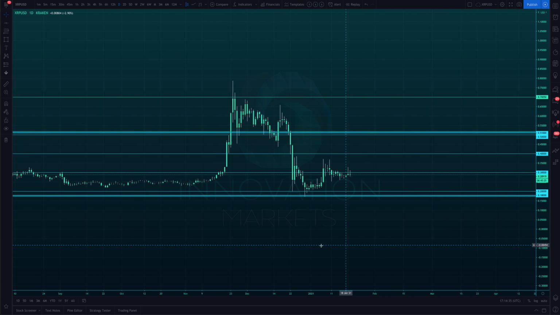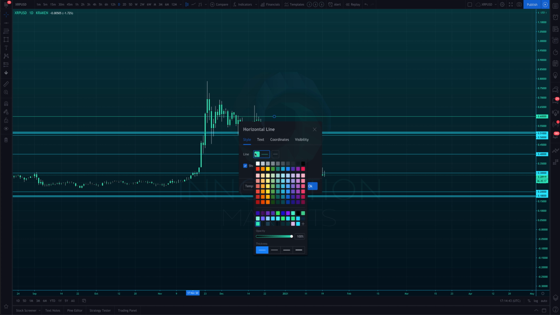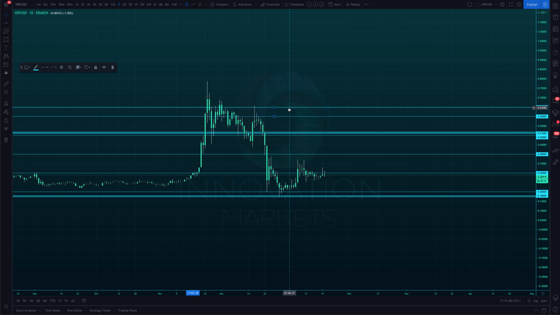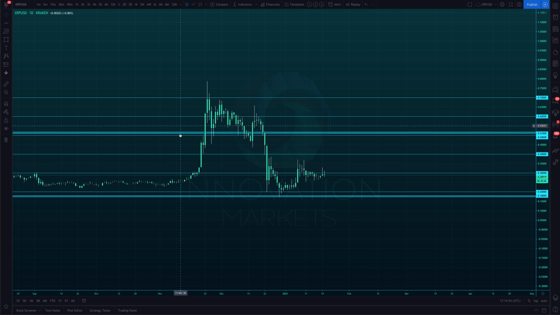For XRP, it honestly doesn't get more simple than this. I mean, I can do it all the way here if need be. We'll make that blue. We will then duplicate that one more time just to bring that up to 70. And there we go. So now we have key market structure. We've got our boundaries there, if need be.